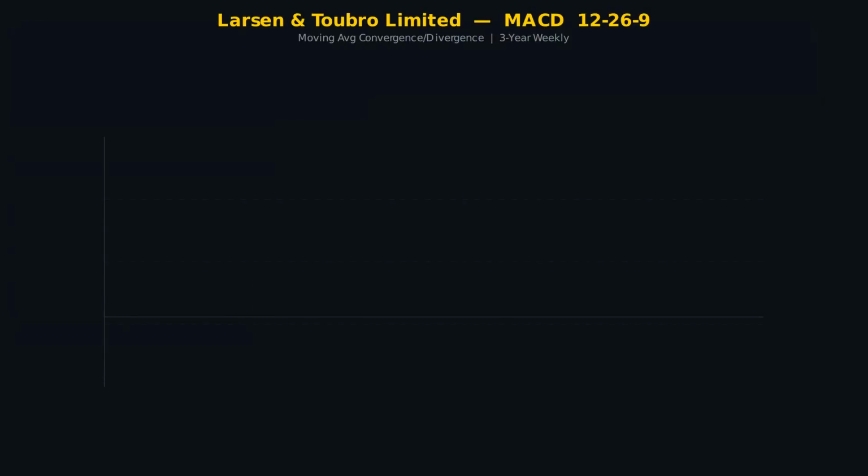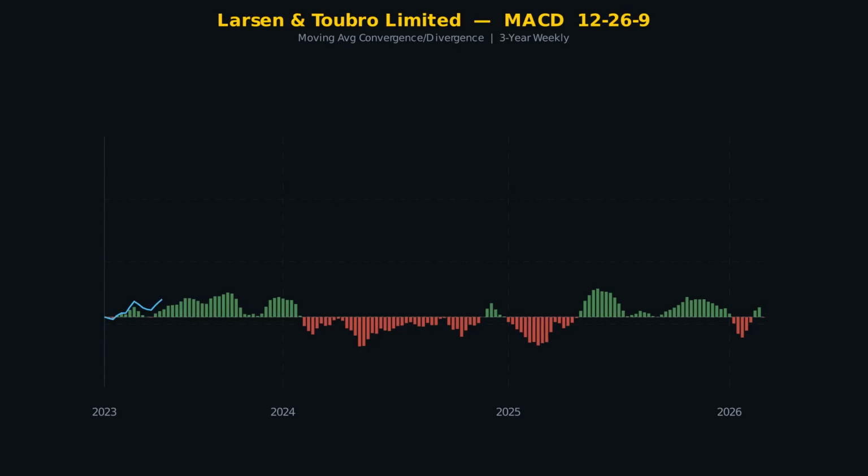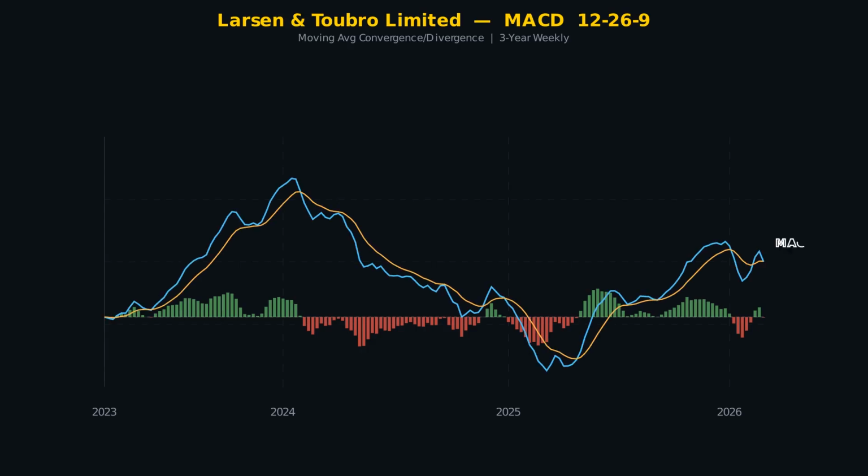Here is the MACD chart for Larsen Toubro Limited. Green bars mean MACD is above signal, bullish momentum. Red bars mean bearish momentum. Currently, the histogram is contracting. The MACD line is below the signal line. Bearish pressure is present. The MACD value is 103.31.